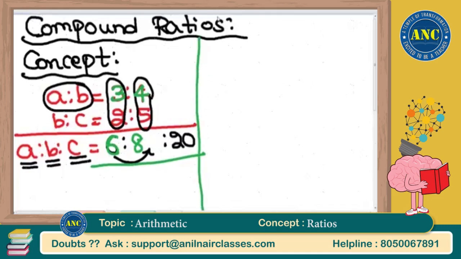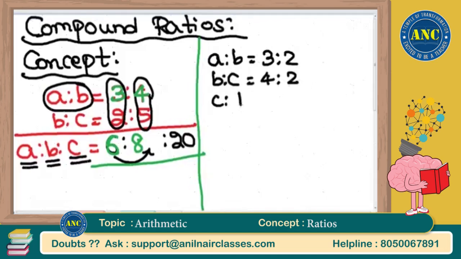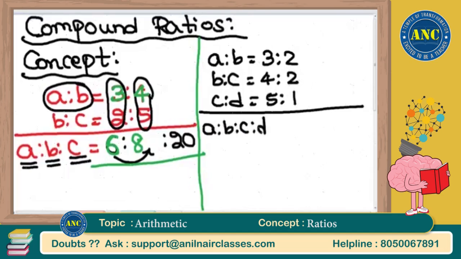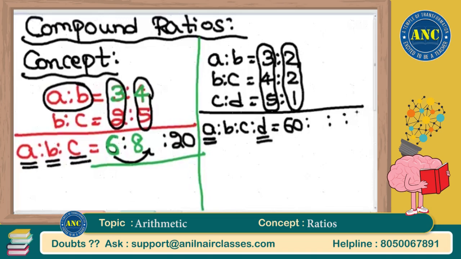One more example if you are not clear. A is to B is 3 is to 2. B is to C is 4 is to 2. C is to D is 5 is to 1. I want to find A is to B is to C is to D. To find the first variable A, multiply all the first terms. 3 into 4, 12, 12 into 5, 60. To find the last variable D, multiply all the last terms. 2 into 2 into 1, it is 4.